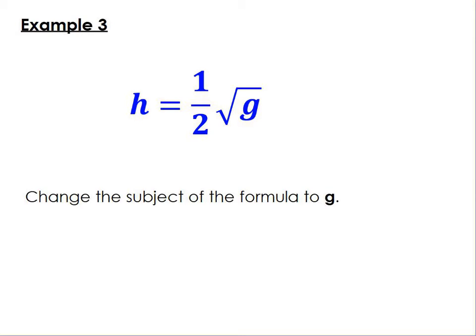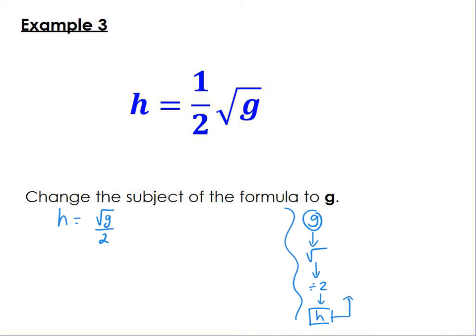Example 3. H equals 1/2 of the square root of g. Change the subject of the formula to g. Well, 1/2 of the square root of g is the same as the square root of g divided by 2. So what has happened to g? Well, it has been square rooted, and then it has been divided by 2 to give me h. So going back upwards, the first thing I'm going to do is multiply both sides by 2. 2h equals the square root of g.